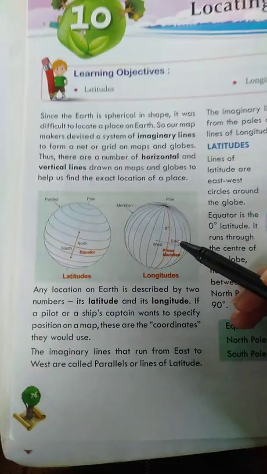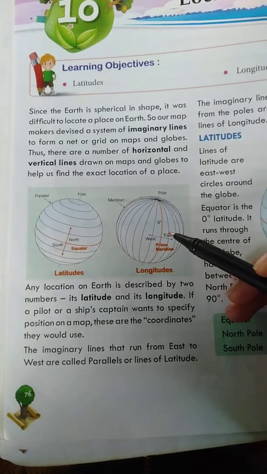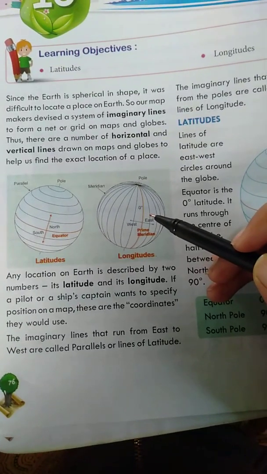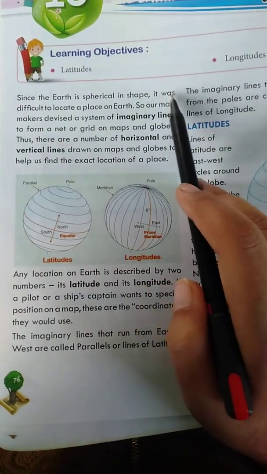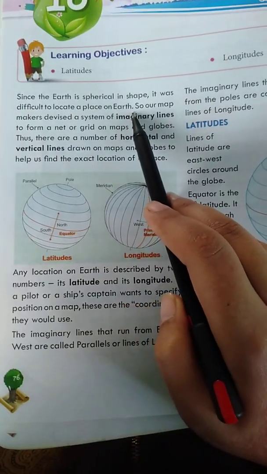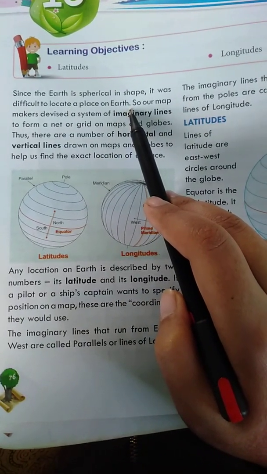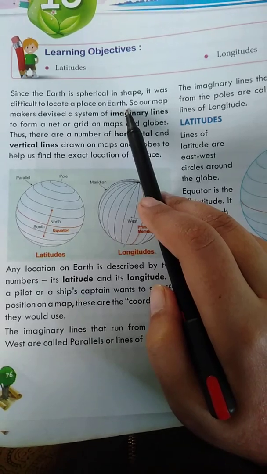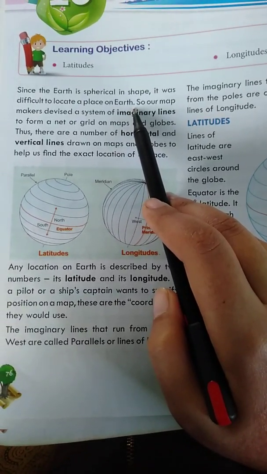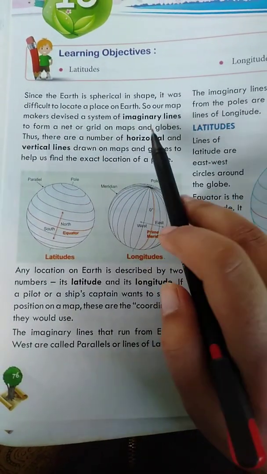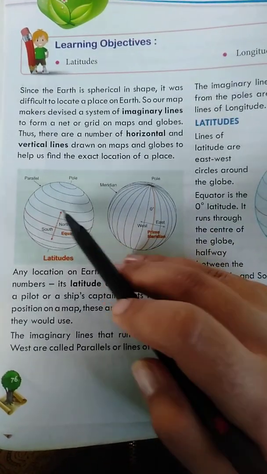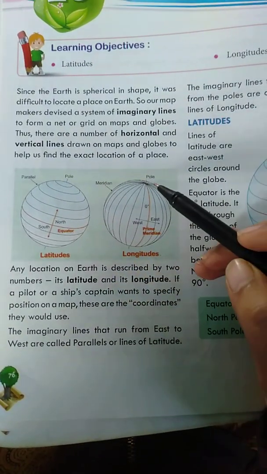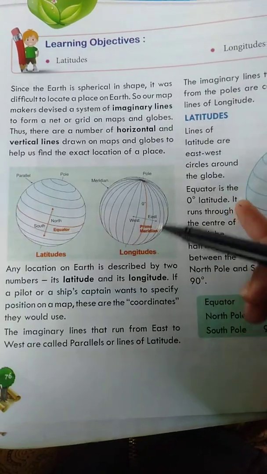These lines were drawn on a globe since it is spherical in shape. For us, it is difficult to locate a place on the earth. The earth has a spherical shape, so it was difficult to find or locate a place on it. That's why we made imaginary lines which run from east to west and others which run from north to south.